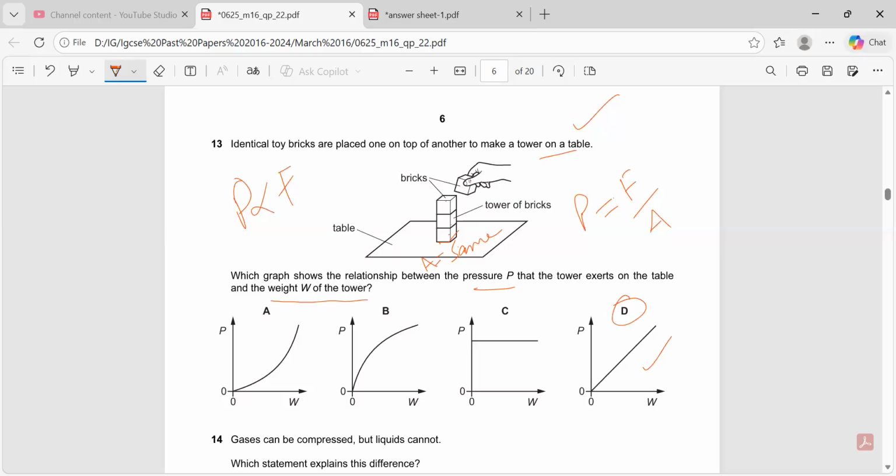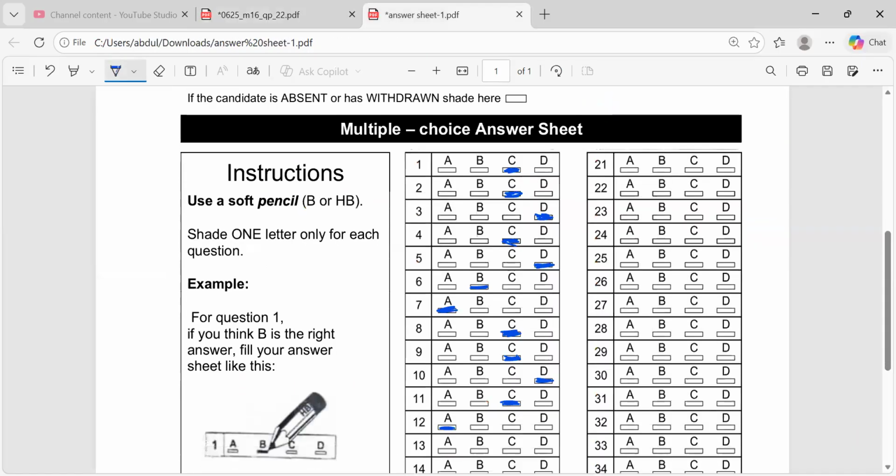Weight means force. Or we can say pressure is directly proportional to weight. In bracket you can write force. You may think it is work done. So for 13, answer is what? D.